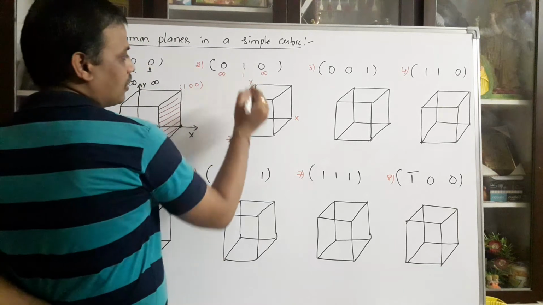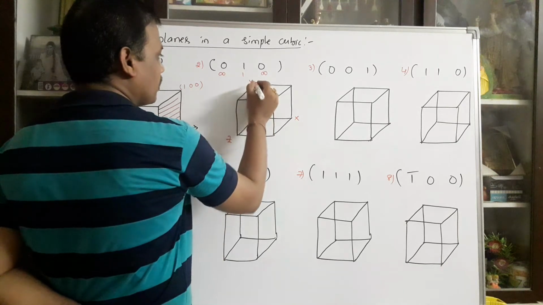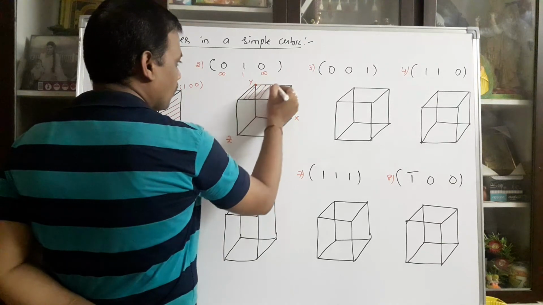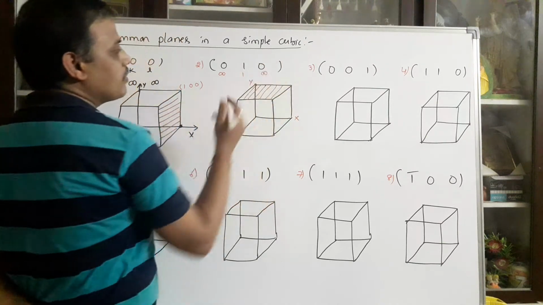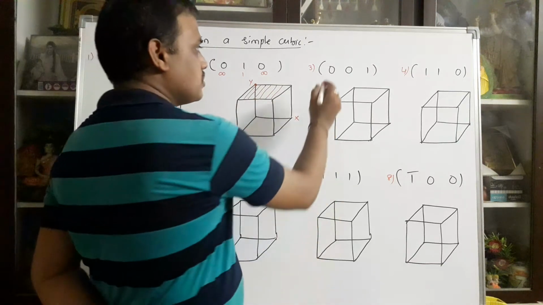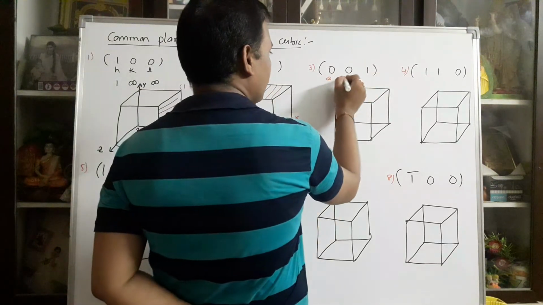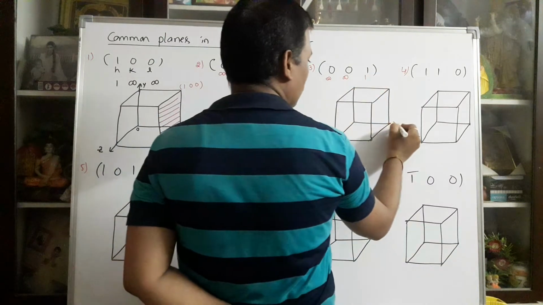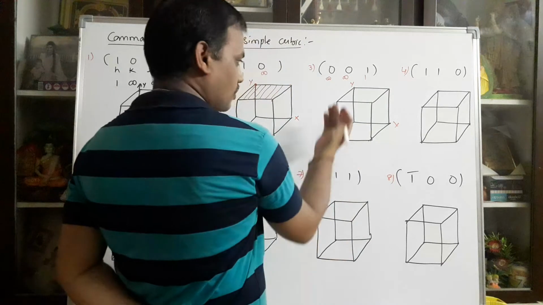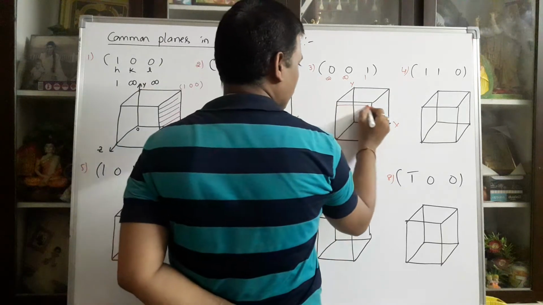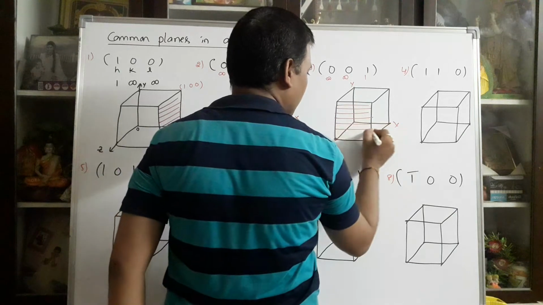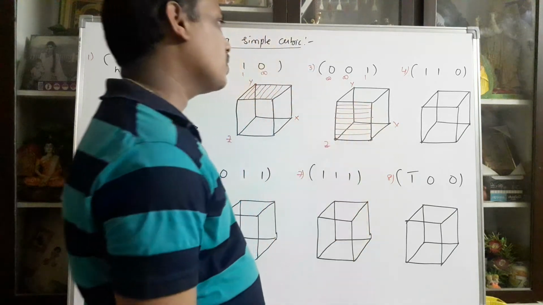So this is y, 1 unit. The top face can be taken as the 1, 0, 1 plane. This is parallel to y axis and z axis. In a similar way, 0, 0, 1, nothing but intercepts infinity, infinity, 1. So x, y, z. Z is equal to 1 here. The front face can be taken as the 0, 0, 1 plane. This is the 0, 0, 1 plane.